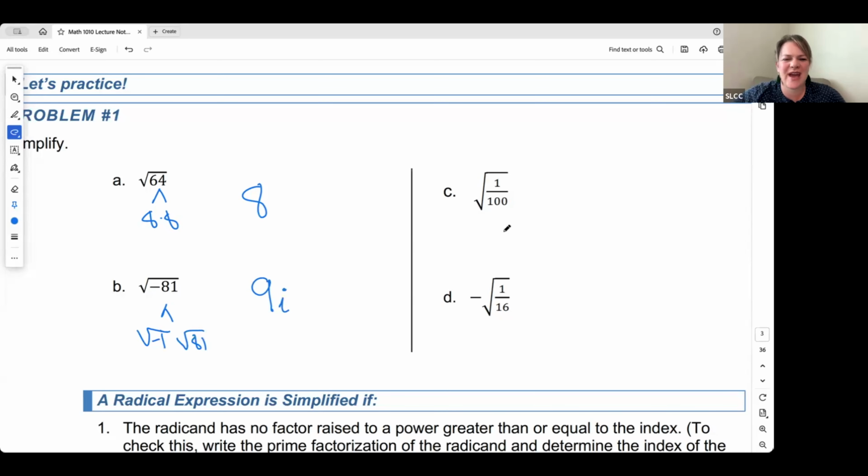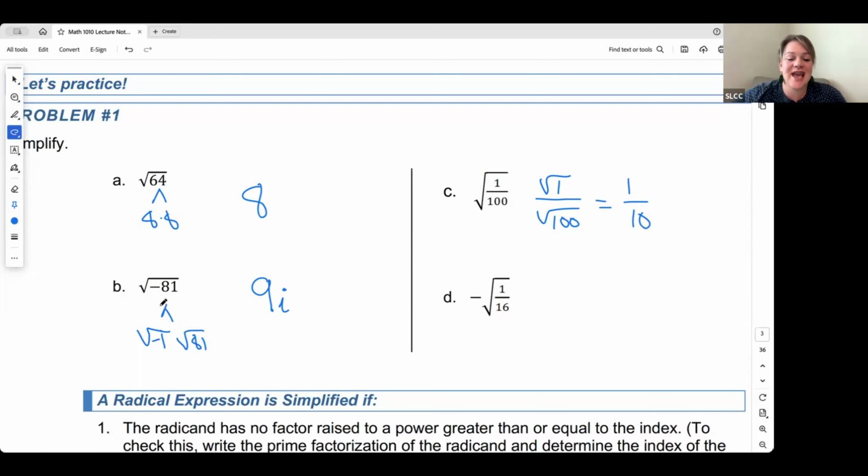What about C? When we have fractions, we can also split up the radical, the root of 1 over the root of 100. What's the square root of 1? 1. What's the square root of 100? 10. 10 times 10 gives me 100. So for letter C, the answer would be 1/10.